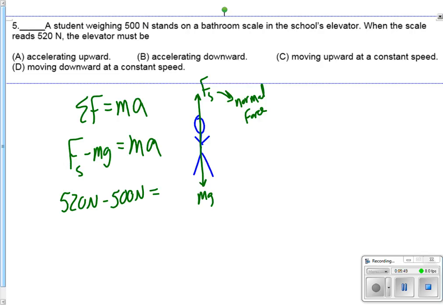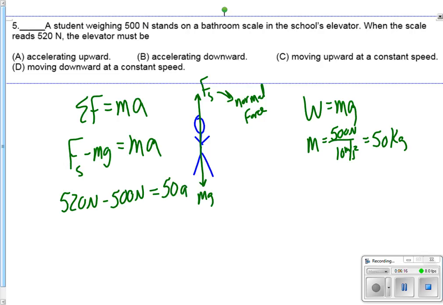If weight is equal to mg, and again, that's just another version of F equals ma for a free-falling object, then the mass has to equal 500 over 10. So this is a 50 kilogram student, right? Be careful with weight and mass. They're not the same thing. Equals 50a. So I have 20 newtons of net force, and that really answers the question.